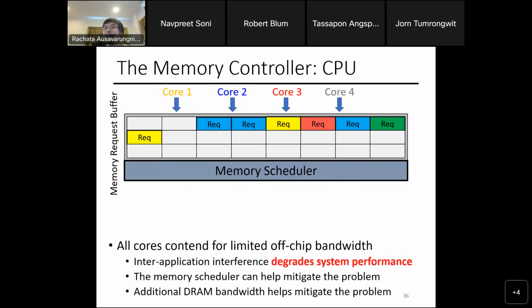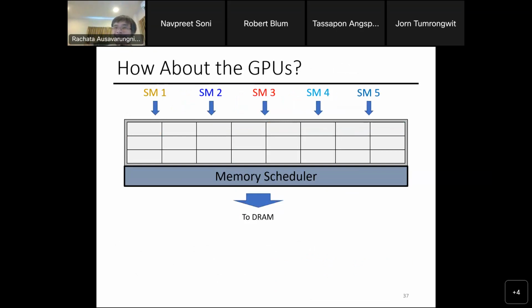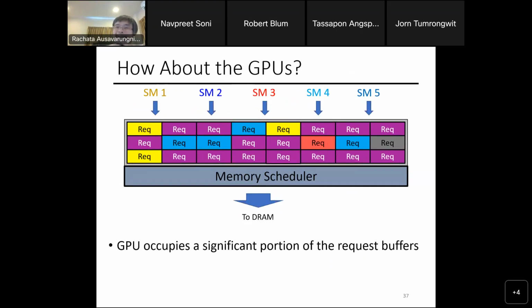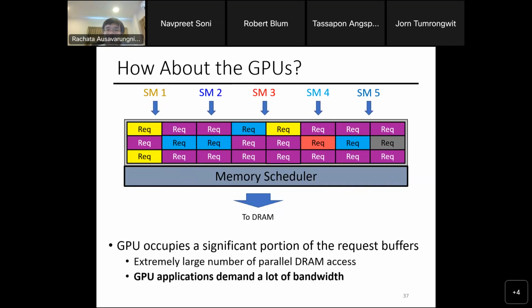That exactly happens with an on-chip GPU, or even inside the GPU, because now you have so many accesses to DRAM. The GPU would occupy a significant portion of the request buffer trying to process all the data loads coming from all the SMs, and it demands a lot of bandwidth. That's why, when you look at a GPU specification, it will say, hey, I use GDDR6 or high bandwidth memory, because that's what the GPU needs. It needs more bandwidth to satisfy all this data access coming from the GPU.